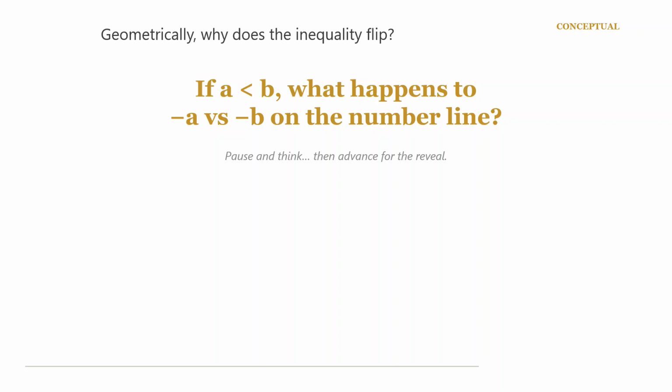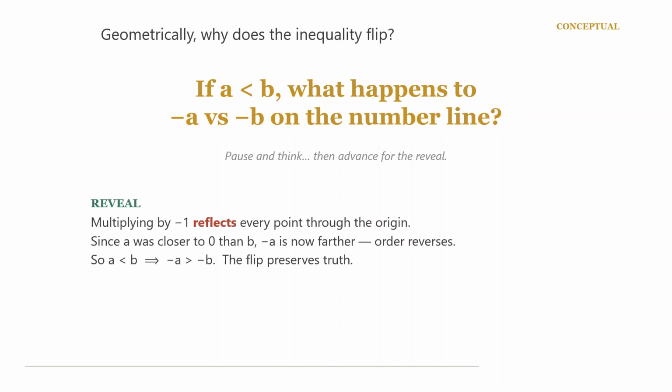Question 10, the reveal question. Why does flipping the inequality when multiplying by a negative matter geometrically? Pause. Multiplying by a negative reflects the number line across 0. A statement like x is to the left of 4, that is, x is less than 4, when reflected becomes x is to the right of negative 4, which is x greater than negative 4.